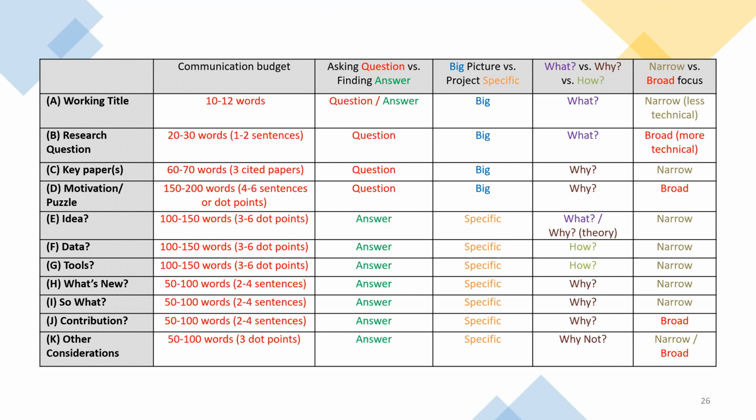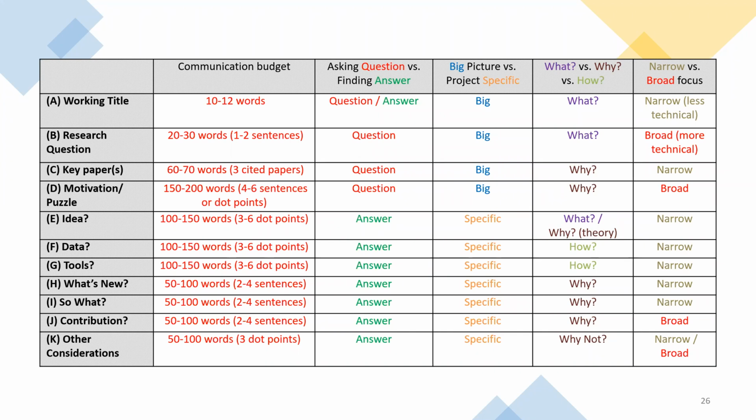Motivation and puzzle. This is where I probably give you the biggest word budget, somewhere around 150 to 200 words. And if you like writing in sentences, that's about 4 to 6 sentences. If you like dot points, 4 to 6 dot points. Now, idea, data, and tools all get the same budget each. 100 to 150 words each. If you like writing, and probably dot points, I'm happy with here, 3 to 6 dot points for each of those. 100 to 150 words for items E, F, and G, idea, data, and tools.